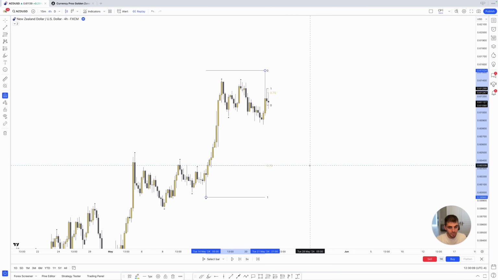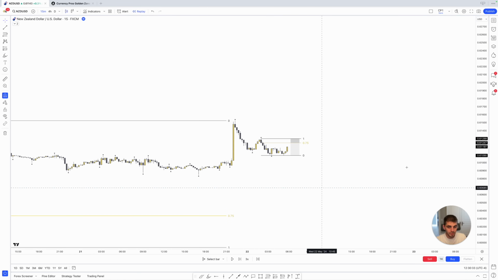It could be the 62, the 67. The 75 is just my personal preference. It allows me to get a consistent 3-to-1 risk to reward ratio every single time. So it's very repeatable. But anyways, this is the bias on the 4-hour time frame. So like I said, I would be looking for price to retrace to the downside, which means if I'm on a lower time frame, I can be looking for selling opportunities, right? I can be a seller.